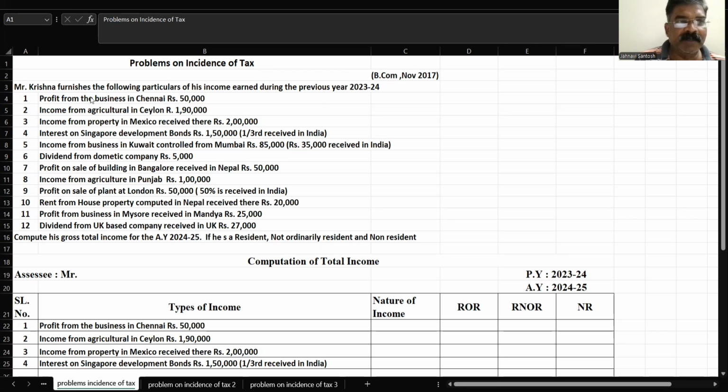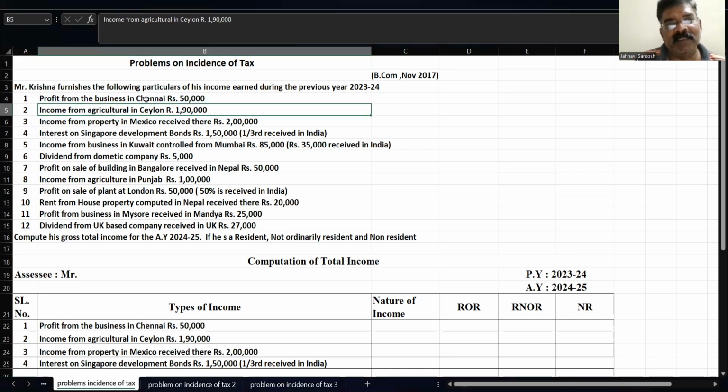Okay. Mr. Krishna furnishes the following particulars on his income earned during the previous year 23-24. First one, profit from the business in Chennai. See, Chennai is located in India. This we can treat as an Indian income. How is it an Indian income? Because Chennai is in India. Any income which is earned in India, received in India, raised in India, or accrued in India, these four items, if it falls in any one, then we treat that as an Indian income.